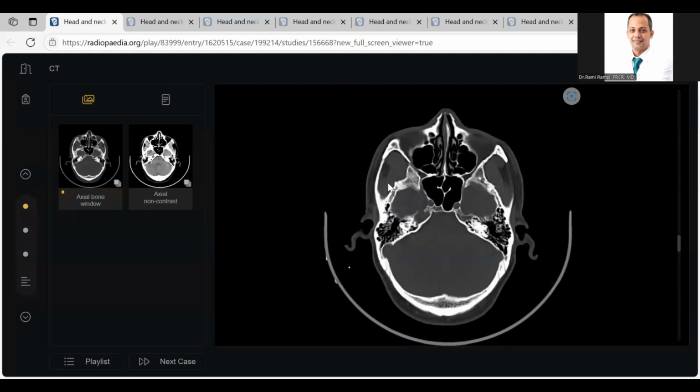I want to check the orbit wall and orbit content. In this section, the skull base appears to be good. The mastoid air cells are well aerated as well, in addition to the sphenoid sinus. So till now I couldn't detect any obvious abnormality. Are you sure? Look at the right, please. What is adjacent to the mastoid air cells?